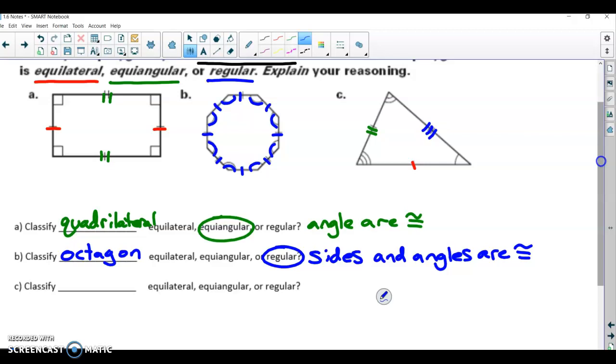And then if we look, we have the same thing with the angles. That's got 1 arc. This one's got 2 arcs. That one's got 3 arcs. None of the angles match up, so it's not equiangular either. So all we have is just a triangle. And then I would answer none. It is not equilateral, not equiangular, and not regular. Just none.